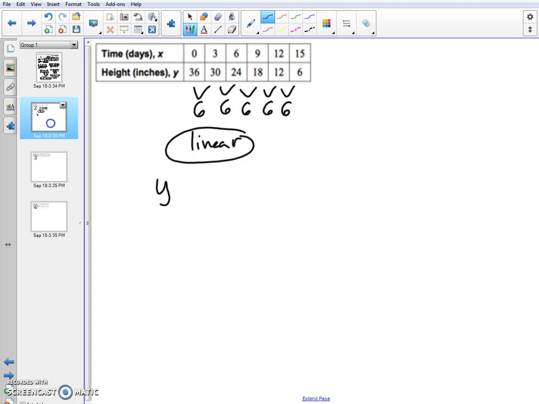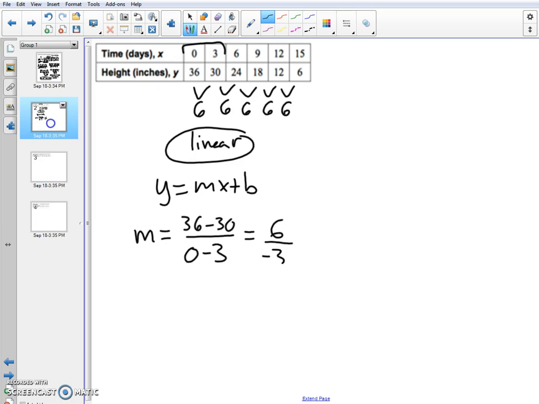So linear means I want something in the form y equals mx plus b. I just need to figure out what m and b are. So to figure out m, I want my slope formula. So they give me 6 points there. I could pick any 2. So I'll probably pick these first 2 here just to keep it simple. So I'm going to do 36 minus 30 over 0 minus 3. So 6 over negative 3. Where my slope is negative 2. Now the y-intercept I can see right here when x is 0, y is 36. So b is 36. So my final equation is y equals negative 2x plus 36.